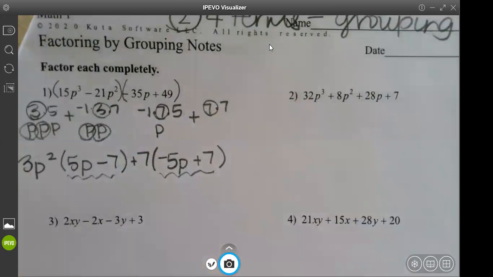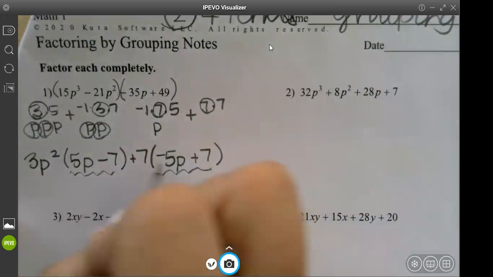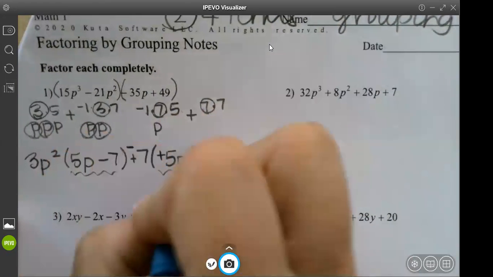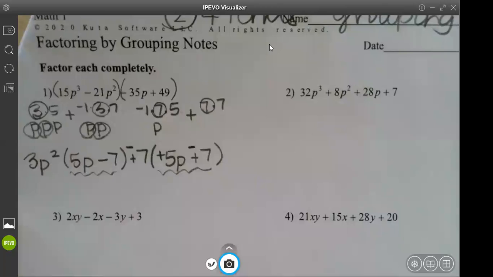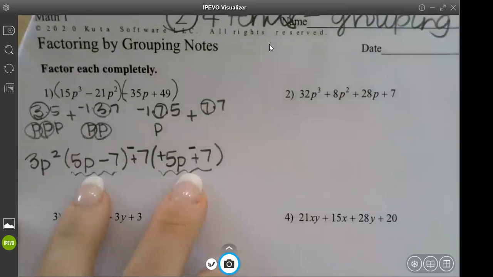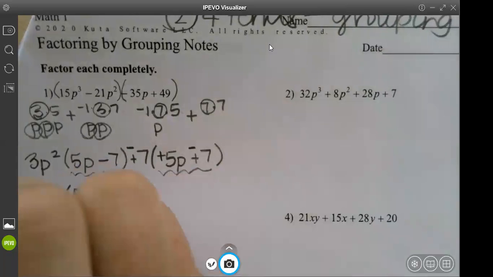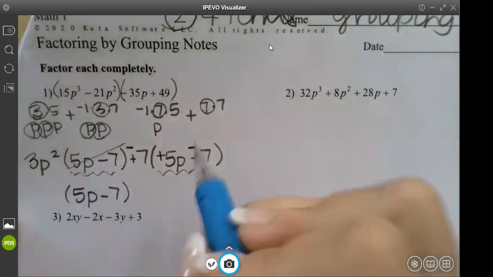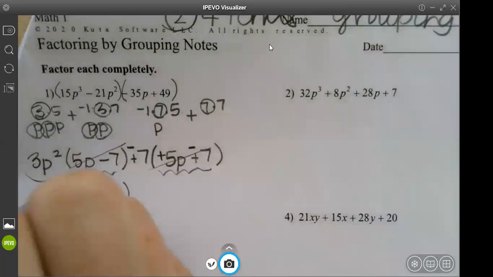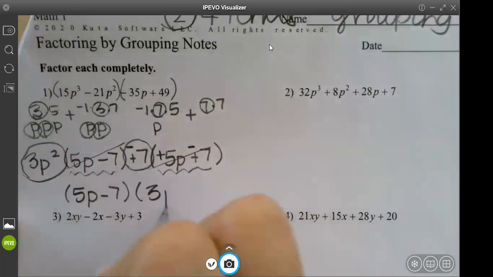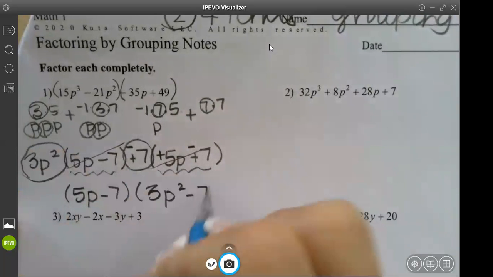So we're going to leave this one alone, but we're going to change this one. How do we change it? Change the sign. Now these two look alike. I'm going to write them down. 5p minus 7. And then look what we left over: 3p squared and a negative 7.